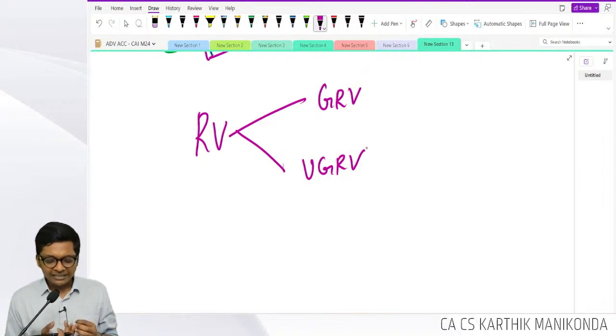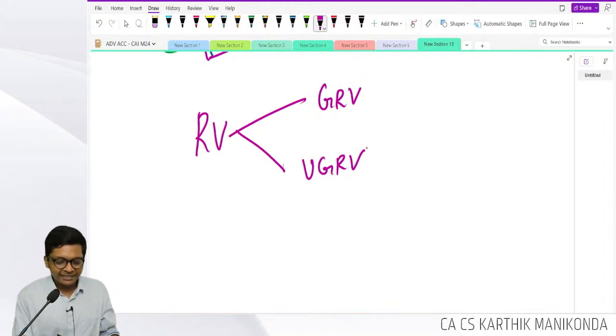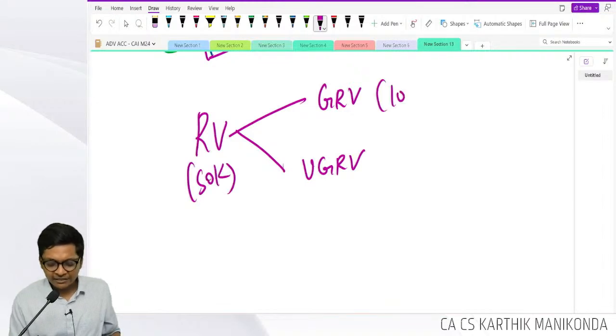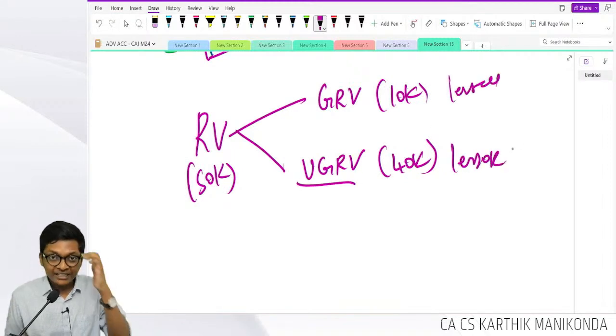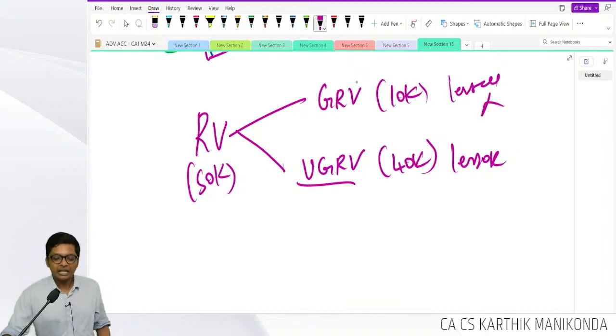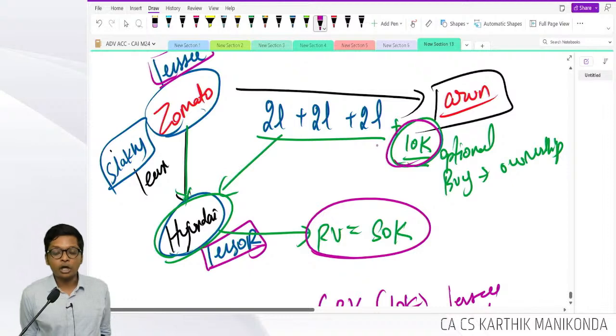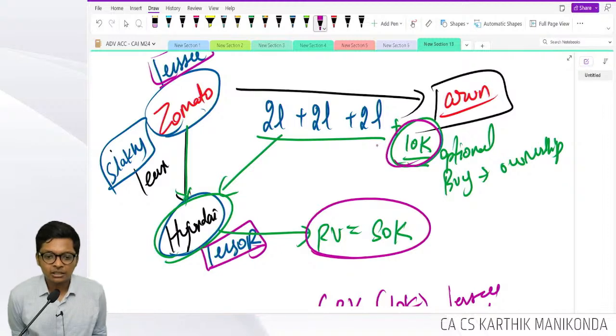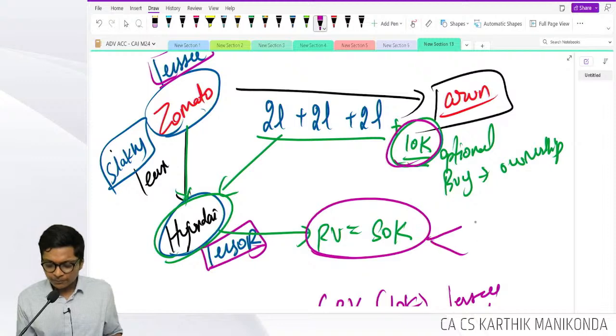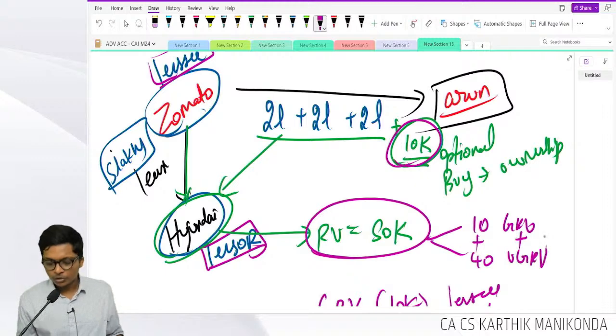So, residual value is classified as guaranteed residual value and unguaranteed residual value. In our example, residual value is 50,000, GRV is 10,000, UGRV is 40,000. Who pays GRV? Lessee. Who gets UGRV? Lessor, if lessee is not paying GRV. Are you following, guys? Only if Zomato is not paying 10,000, then Hyundai, the lessor, will get the full amount of UGRV and GRV. So residual value 50 is broken down as 10 plus 40, which is GRV plus UGRV.